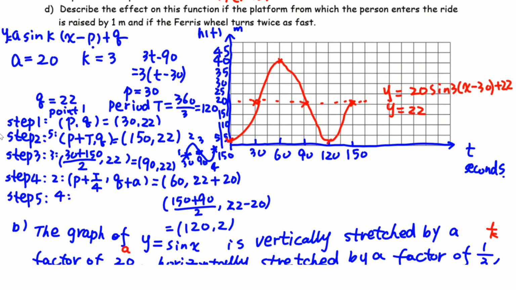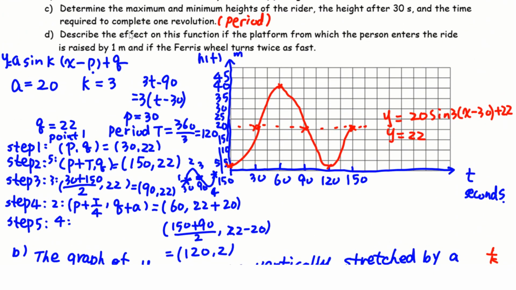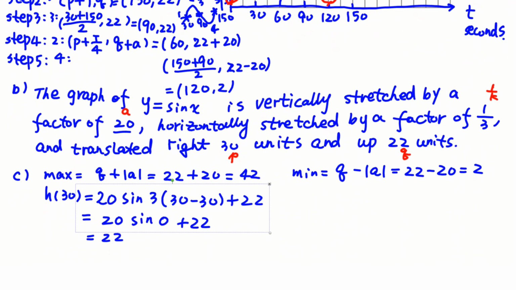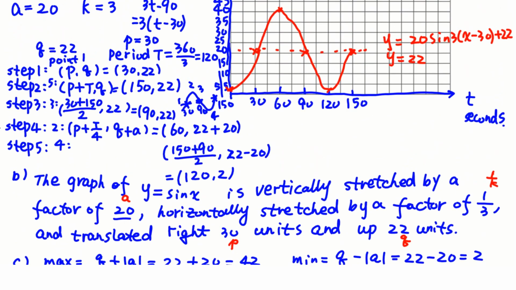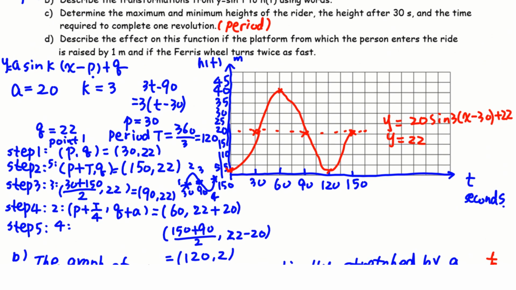Then it asks you the time required to complete one revolution, it is the period. So we know the period is 360 divided by K. It is 120. So that is 1 period. And question D, it asks you what the effect on this function is if the platform from which the person enters the ride is raised by 1 meter, and if the Ferris wheel turns twice as fast.